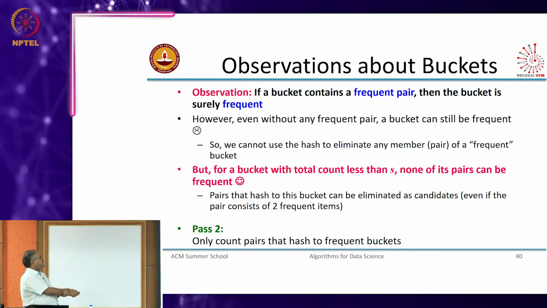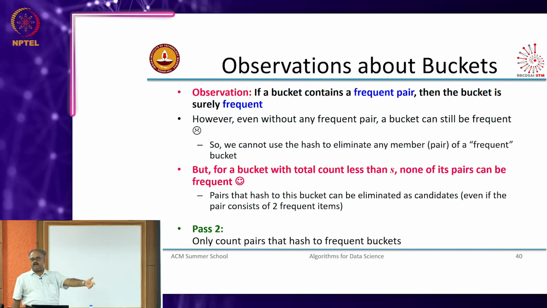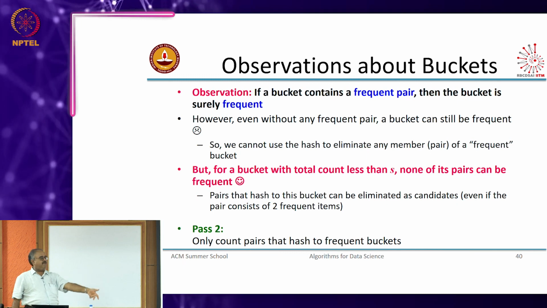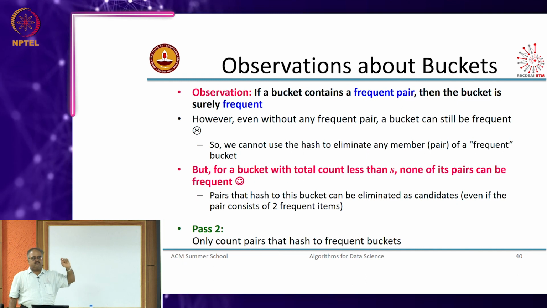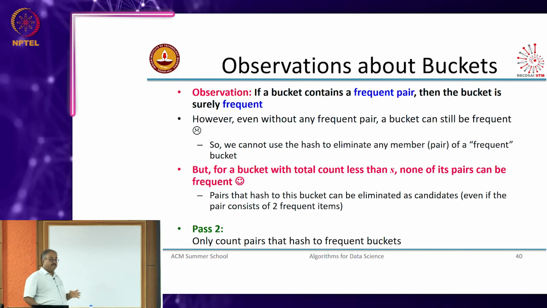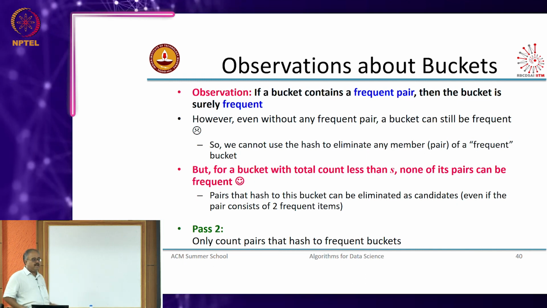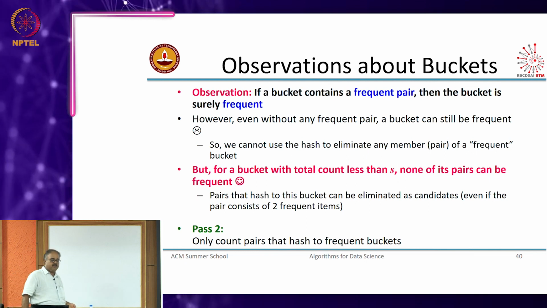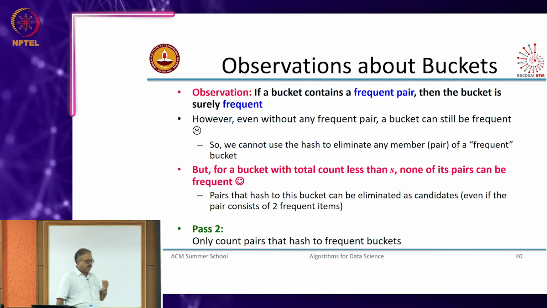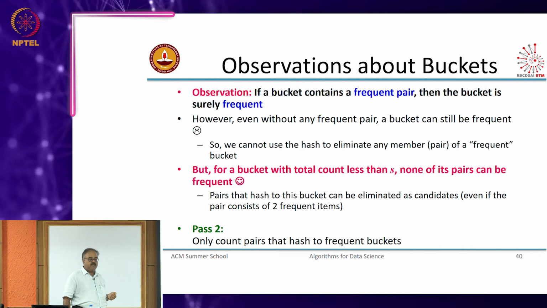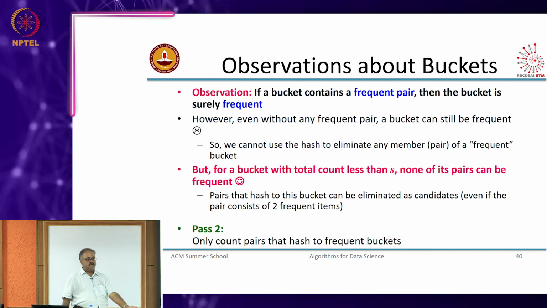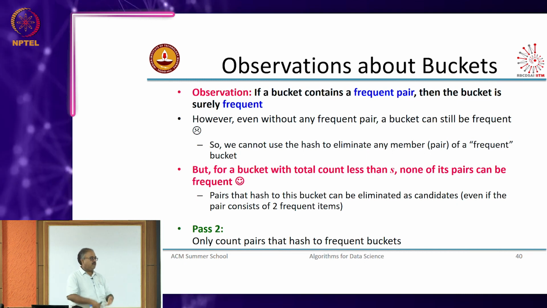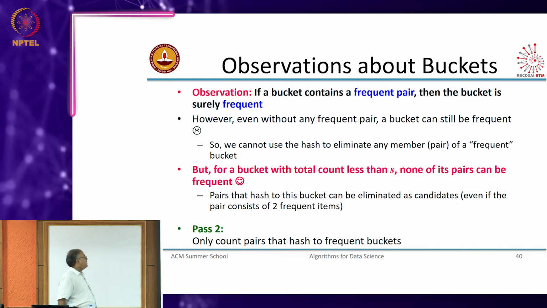So, if a frequent pair of items hashes to a bucket, then that bucket will be frequent, because every time you encounter that pair you will add 1 to the bucket. So, the bucket will be frequent. There might be other things. Suppose the count for this frequent pair of items is 100. The bucket might end up having a count of 300 because of a lot of other items that are hashing to the same bucket.